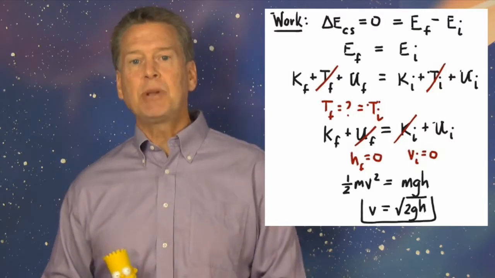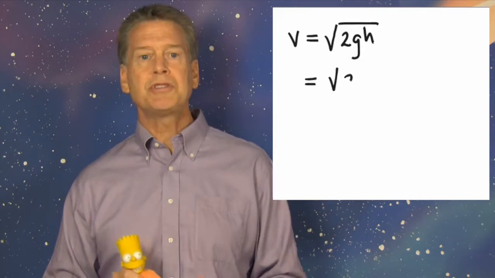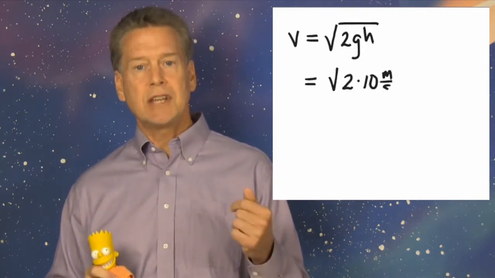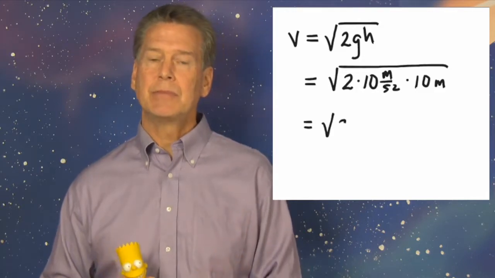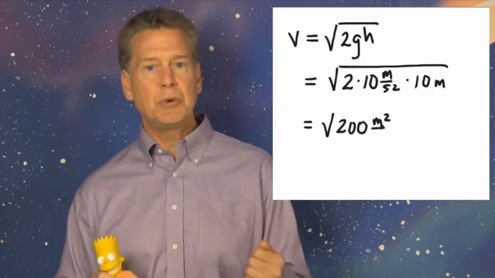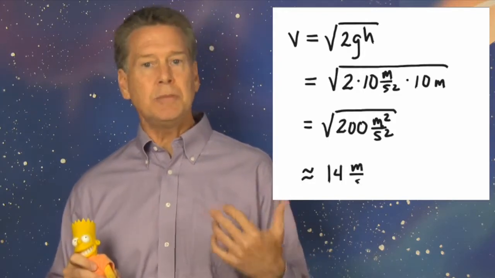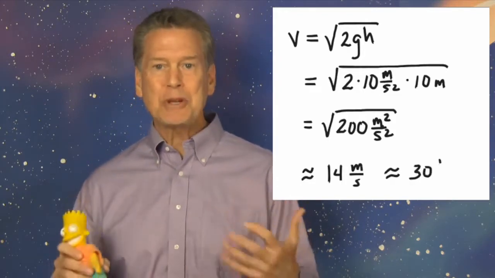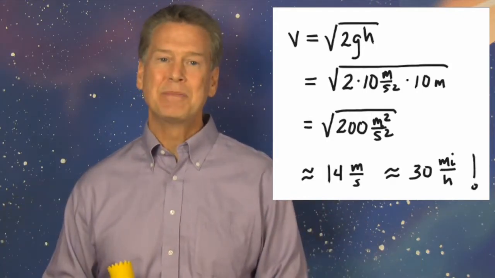Now, finally, let's plug in numbers and units for this particular problem. v equals the square root of 2 times 10 meters per second squared times 10 meters equals the square root of 200 meters squared per second squared equals 14 meters per second. That's over 30 miles per hour. You don't ever want to hit the ground going that fast.